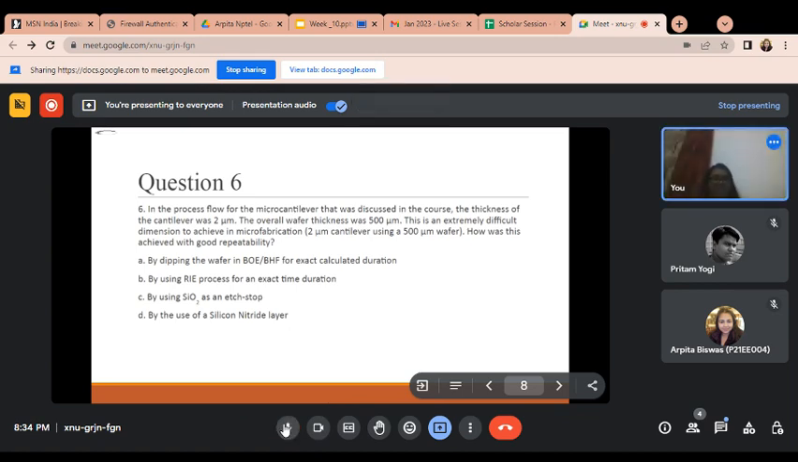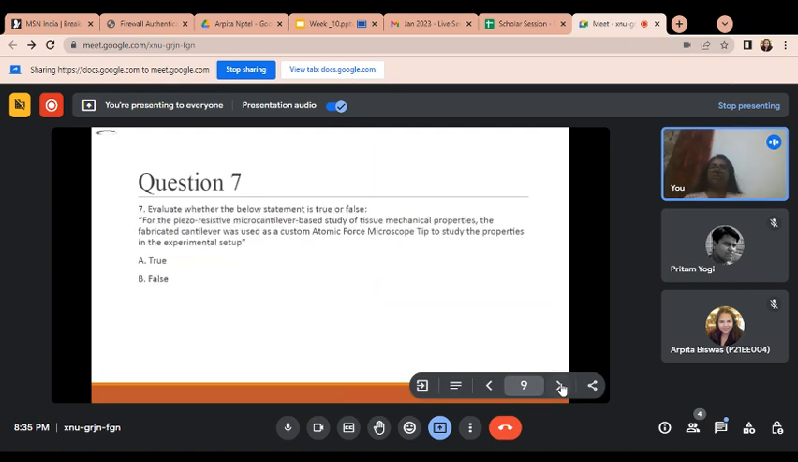So what is the right answer? Yes, the right option is C, by using silicon dioxide as an etch stop.